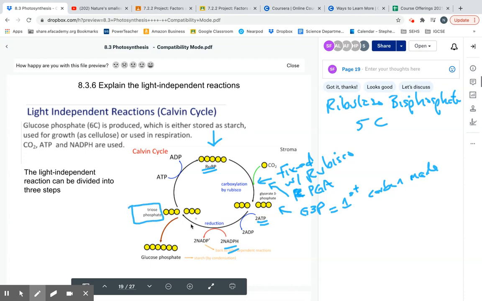Still 2 3-carbon molecules, right? Some of it will be used to make glucose phosphate, which will eventually become glucose. And some of it will be used to regenerate rubisco. I'm sorry, not rubisco, ribulose bisphosphate, the RUBP. But this doesn't make sense, right? Because we have 5 plus 1 equals 6, and we made a 6-carbon molecule. How is there anything left over to generate the RUBP again, our 5-carbon molecule?